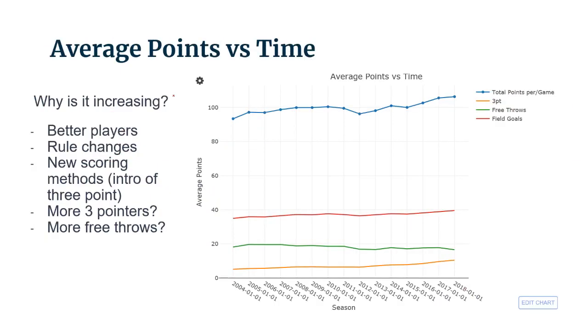Now, as you can see with this graph of average points versus time, it is increasing. For example, total points per game seems to be increasing as time goes on. However, other statistics such as 3 points, free throw percentages, and field goal percentages tend to have a steadier rate based on season, with the exception of free throw percentages, which is declining as we move forward.